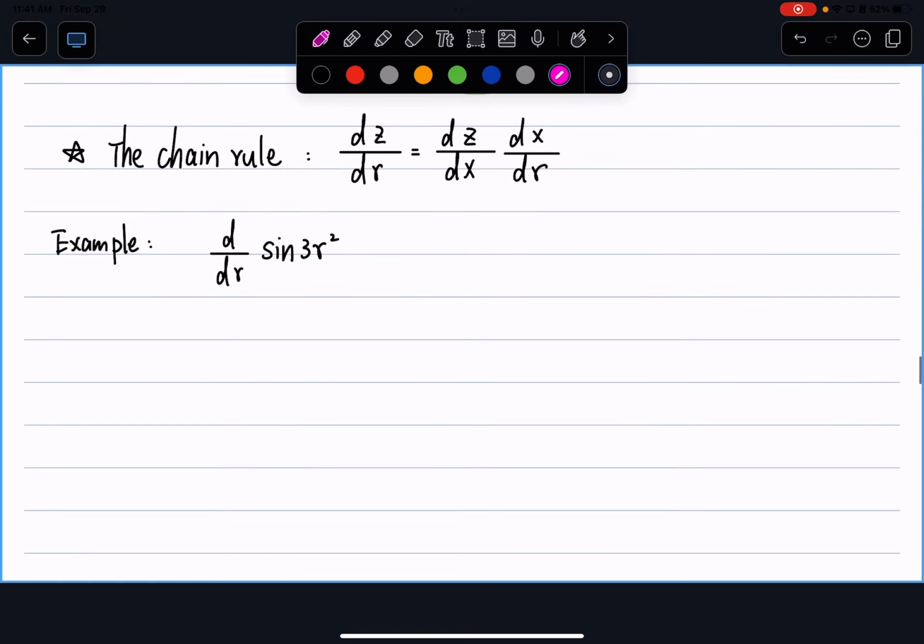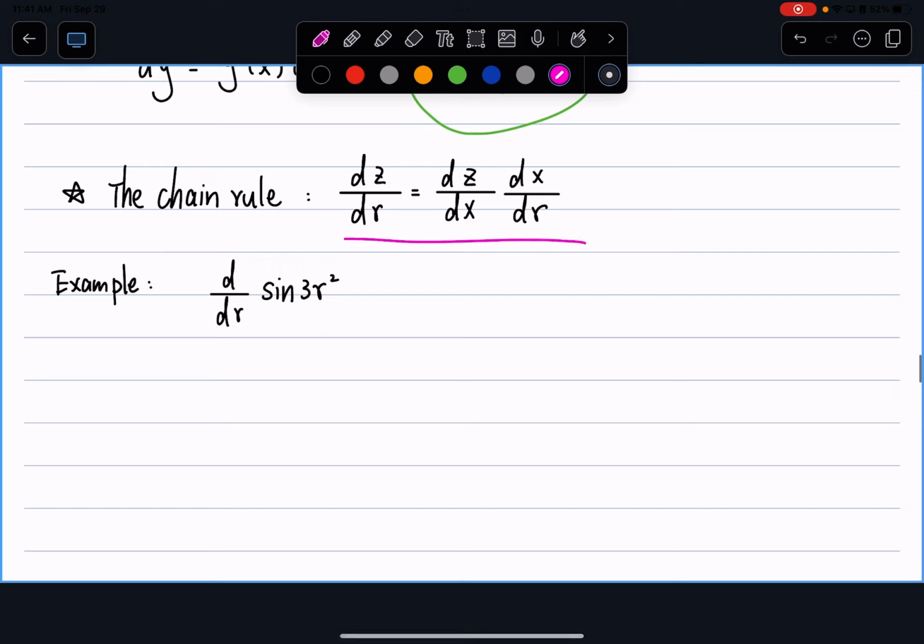And when working on derivatives, there are some rules that can be helpful, for example the chain rule. If you are taking the derivative of z, which is a function of r, and you don't know how to directly get dz over dr, you can define a new function and link it together using the chain rule.